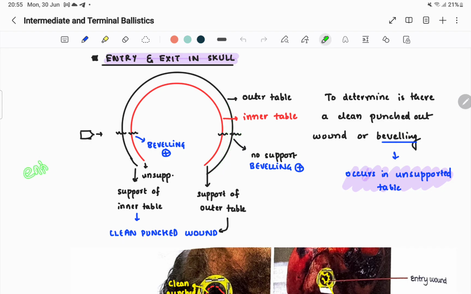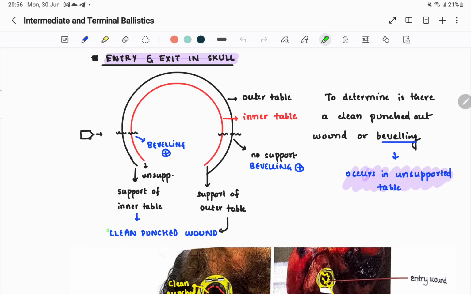So you have to remember that in an entry wound, where is the beveling? Inner table beveled, inner table beveling. Exit wound, where is there beveling? Outer table. And wherever there is no beveling, a clean punched wound will be there.